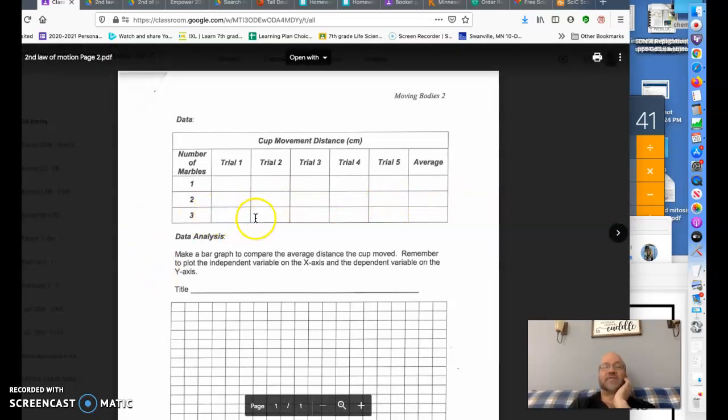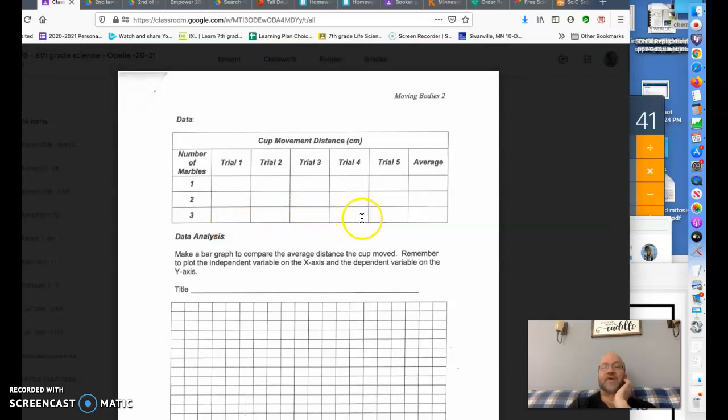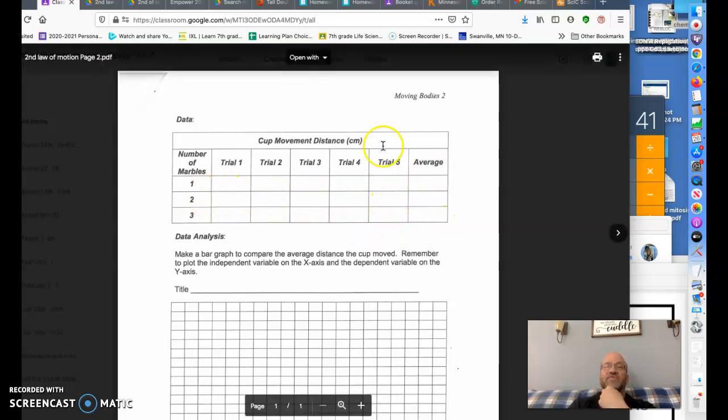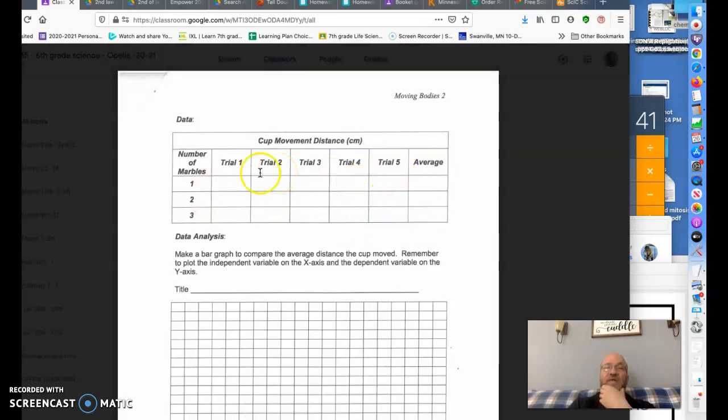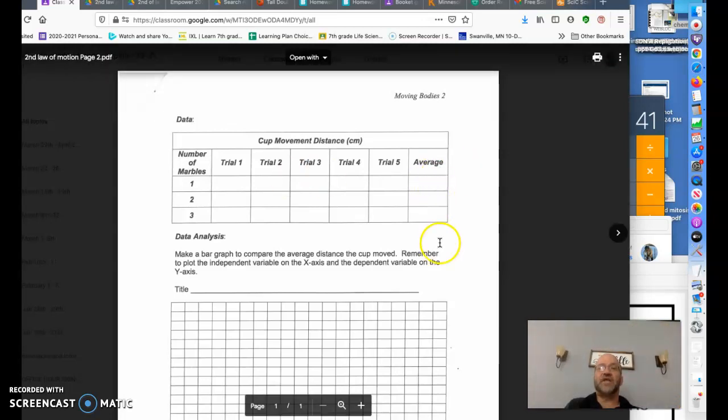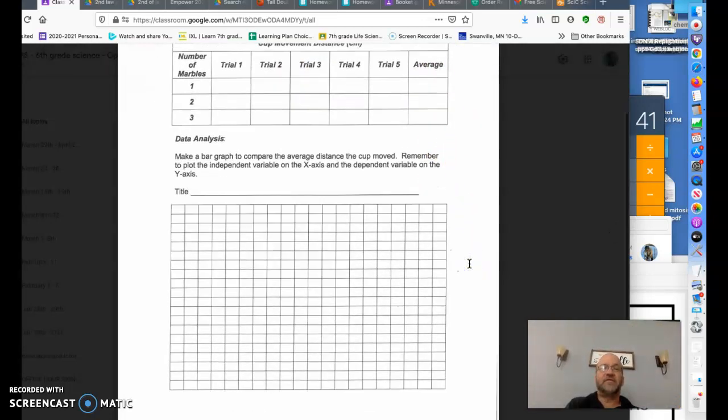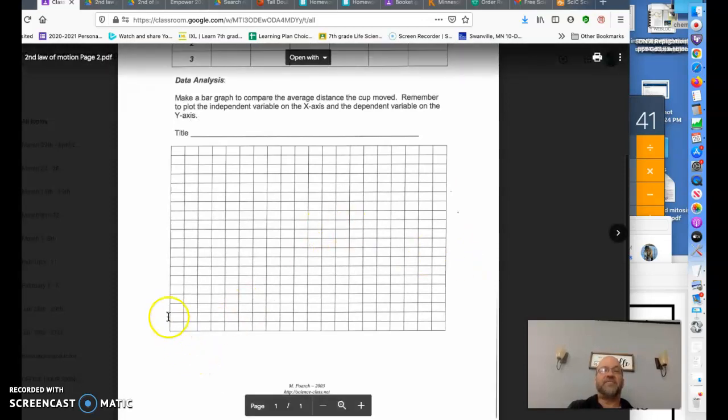And then 3 marbles. How far the cup moves with 3 marbles, and then add all 5 of these up, divide by 5, and you get your average. Okay? So you'll see exactly what I asked for. If you have a question, please do. I may be forgetting something, but doing these videos, nothing's perfect. Now, after you have done that and you've got your averages right here, then make a graph.